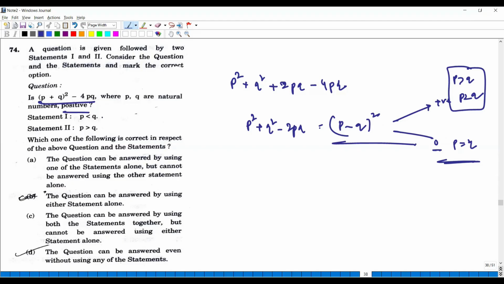So clearly, statement 1, statement 2. Statement 1 you can do it, statement 2 also you can do it. But you should know the relation between P and Q, that it is not equal to Q. Then you can say it is positive. It is not positive only when P equals Q. So you can answer by using the first statement, or else you can answer by using the second statement. The question can be answered by using either statement alone is the correct option. You can answer it by using the first, you can answer it by using the second also.